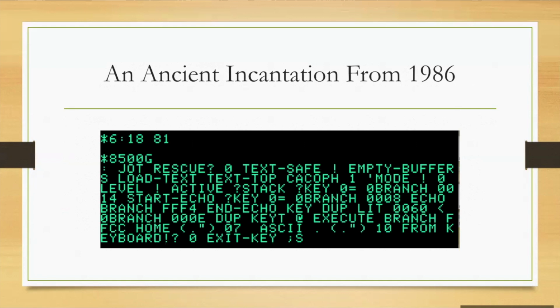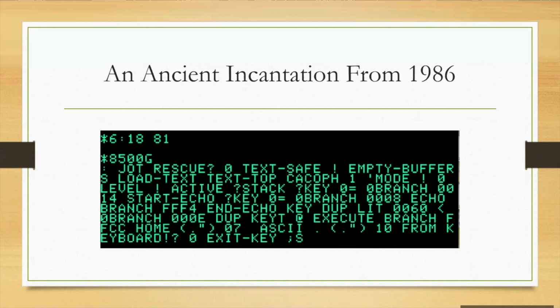Now look at the next three: 0, textsafe, exclamation mark. So Forth uses a stack. 0 pushes the number 0 on the stack. Textsafe is a variable that was previously defined, and the exclamation mark is a poke. So it is going to poke the number 0. The exclamation mark reads the stack and finds the 0, and it also finds the address of textsafe where it wants to store its variable value, and it pokes it.